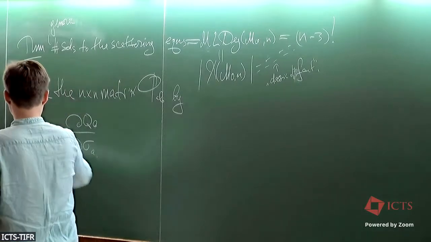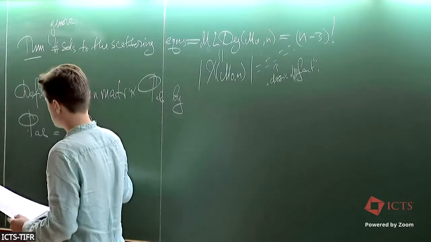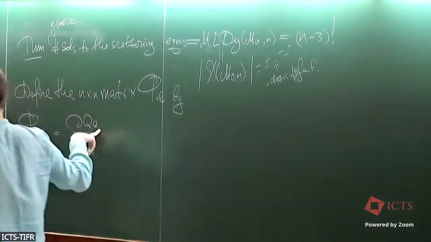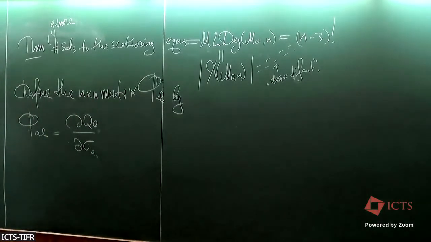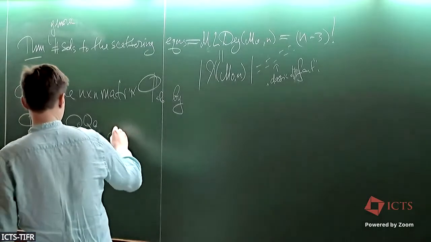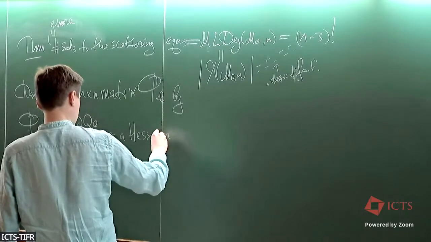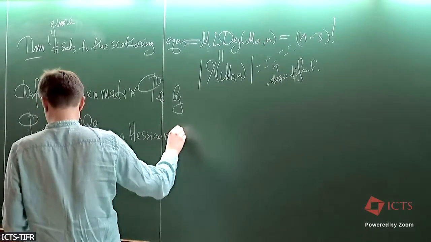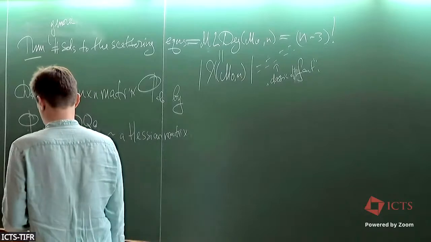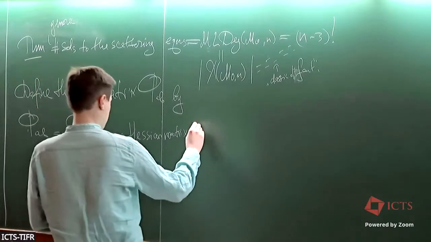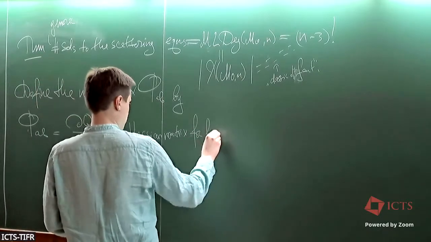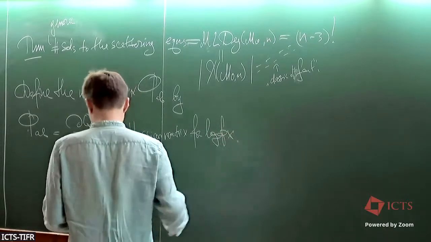Okay, so we define this matrix. This is a matrix of partial derivatives, but then Q_B is itself a partial derivative. So really we define some Hessian matrix. It's a nice and natural object to define, and this is a Hessian matrix for the logarithmic scattering potential.